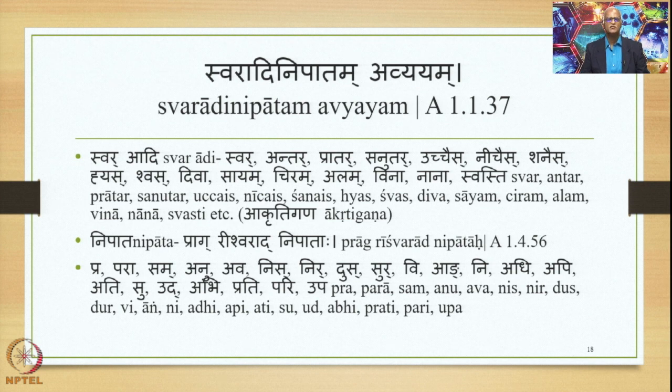This is Swaradi. What is Nipata? Nipatas are stated by the Sutra 1.4.56, which is Prag Rishwarat Nipataha. And these are the words that are listed as Nipatas: Pra, Para, Sam, Anu, Av, Nis, Nir, Dus, Dur, Vi, Ang, Ni, Adhi, Api, Ati, Su, Ud, Abhi, Prati, Pari, and Upa. These are the Nipatas. There are many more Nipatas stated in the section 1.4.56 up to 1.4.97. These are some selective Nipatas stated here. So, Swaradi Nipatam Avyayam defines Avyaya by enumeration.